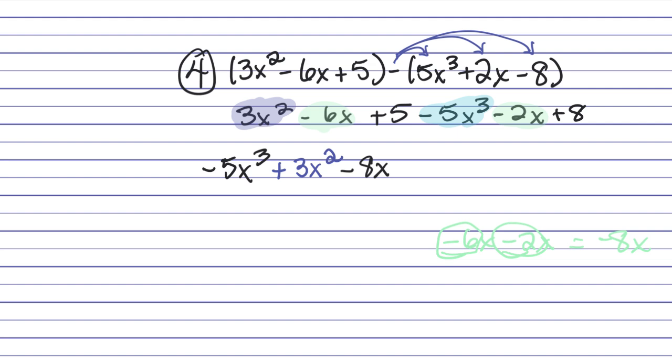And then my last one, I look for my constants, and I have a 5 and an 8. So 5 plus 8 will be 13. And this is my final answer because I cannot combine unlike terms.